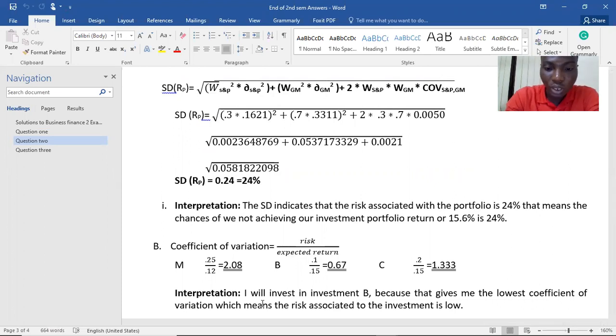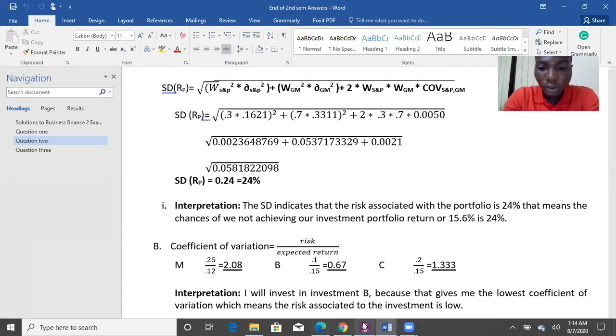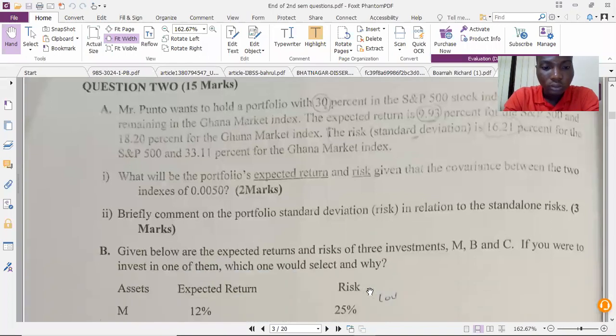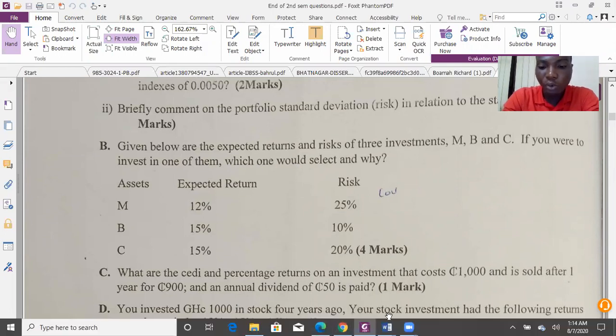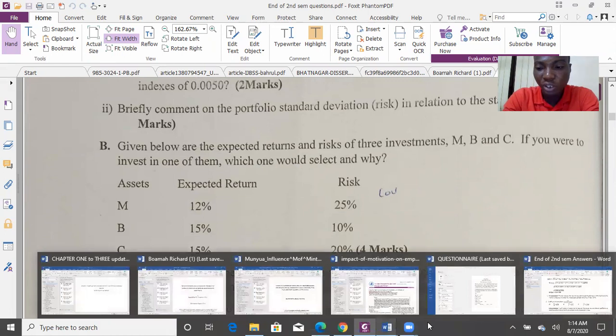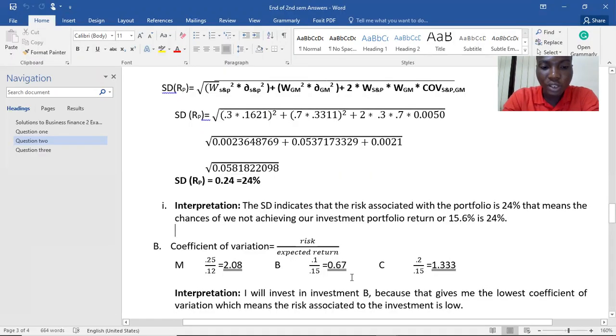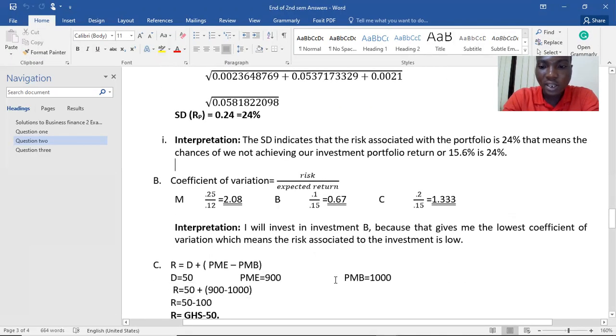Then the next question on that paper, you were given investment expected returns and then their risk, and then you have to comment on which of them you are supposed to invest into. Given the risks and expected return, we look out for the coefficient of variation for decision making. So you find your coefficient of variation, which I just did here. So risk over expected return gives you that. And the lower it is, the lower the risk.